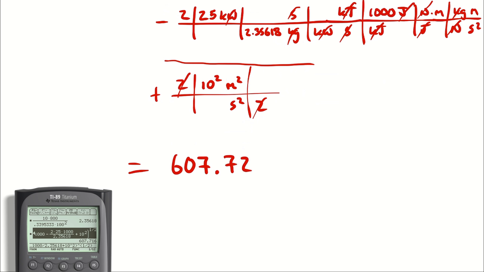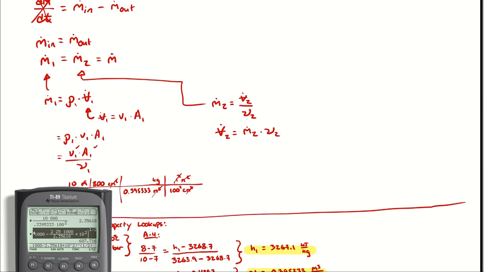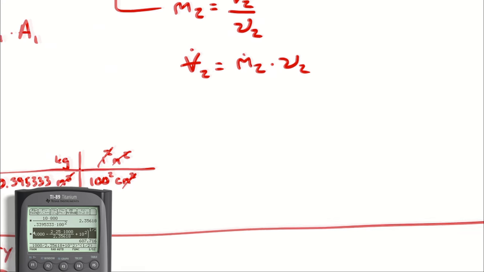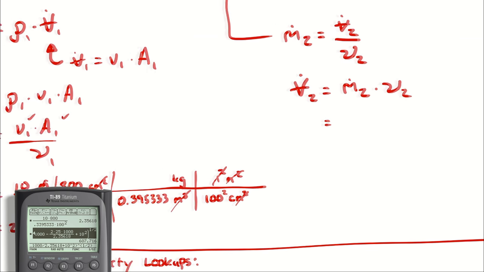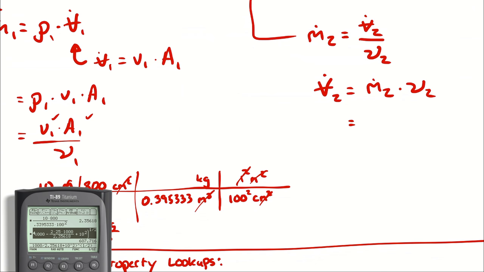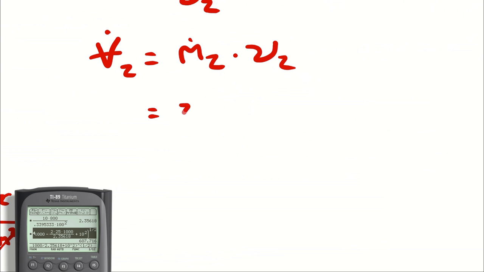So the velocity at the exit of the nozzle is 607.72 meters per second. Then our volumetric flow rate at state 2 will be the mass flow rate at state 2 multiplied by the specific volume at state 2. The mass flow rate at state 2 is the same as the mass flow rate at state 1, which is 2.35618 kilograms per second.